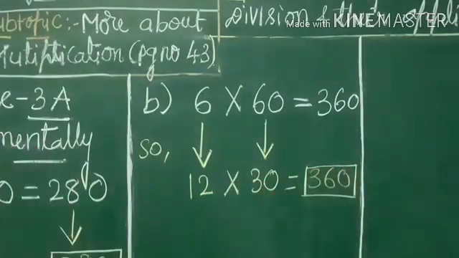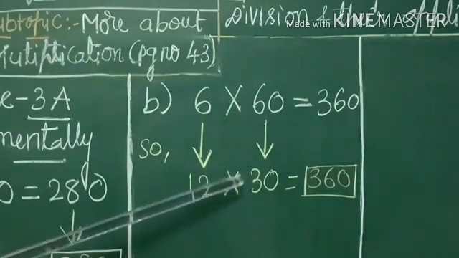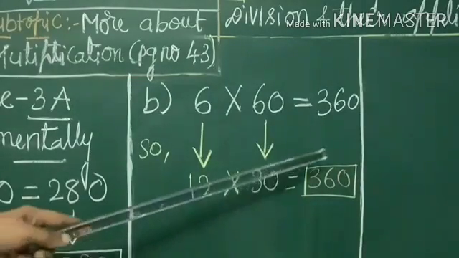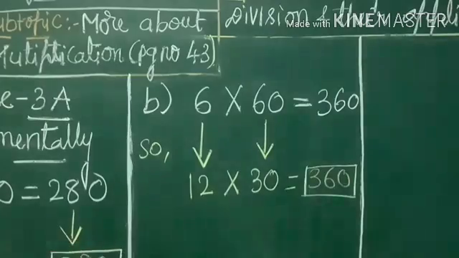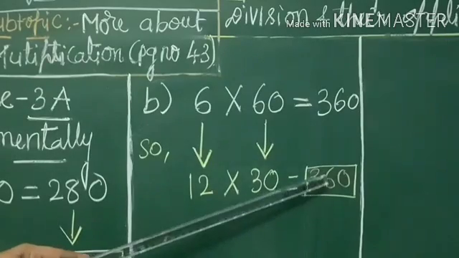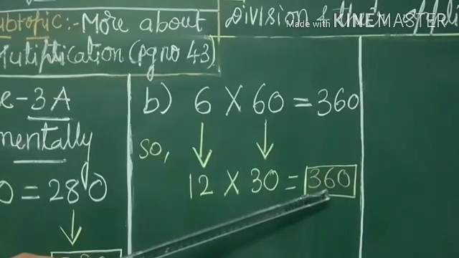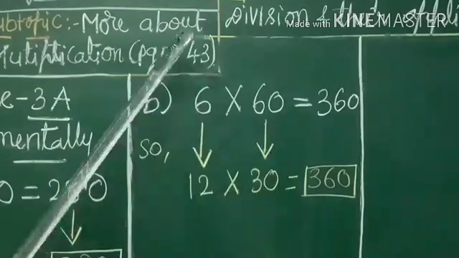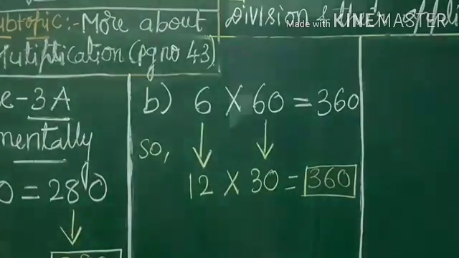Now you can cross check whether you are getting the same answer. 12 threes are 36. How many zeros are there? One zero. 360. Okay, you will get the same product. Is it clear, children? This also you kindly write in your textbook with pencil. Write the same answer, children. Okay, the remaining 2 problems I have given as homework. Fine.